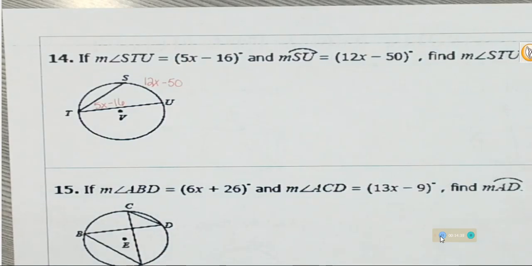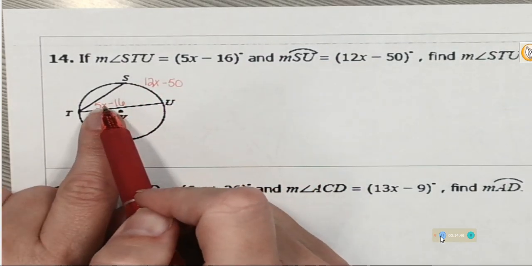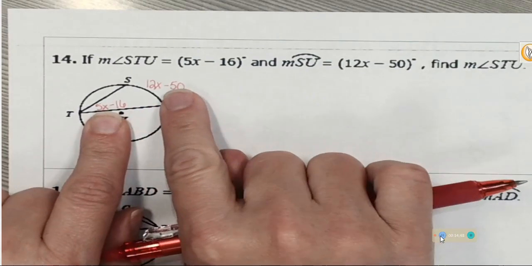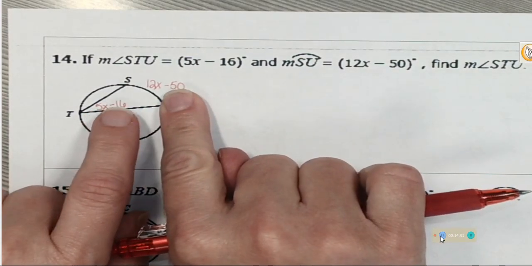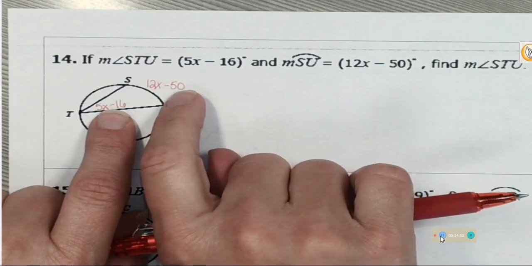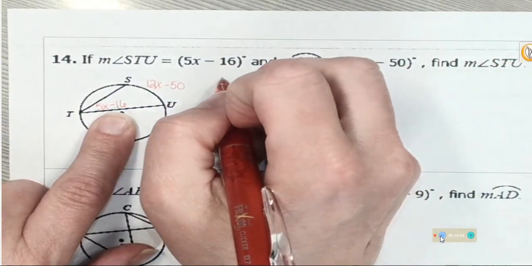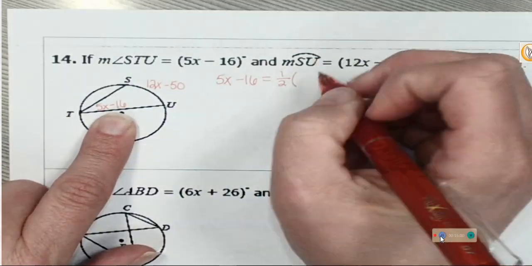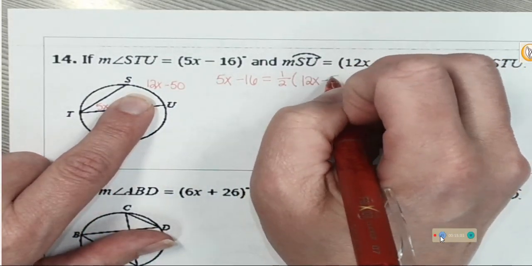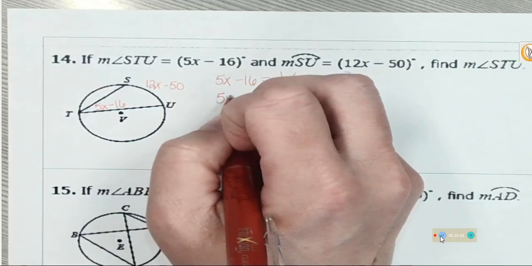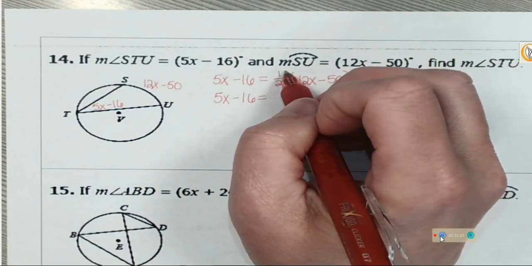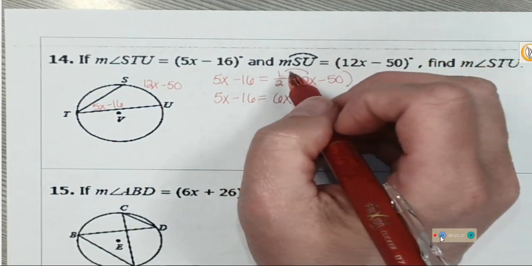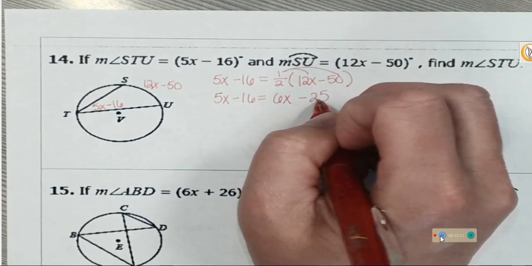What'd you do? 5x minus 16 equals 12x minus 50. Not quite. What's the rule? Your angle equals how much? Half the arc, so you got to divide it by 2. So your angle, 5x minus 16, equals 1/2 of the arc, which is 12x minus 50. All right, so my friend just took half. He said half of 12 is 6x and half of 50 is negative 25.